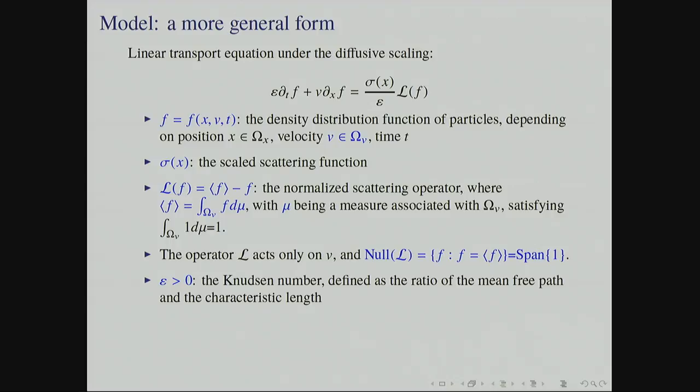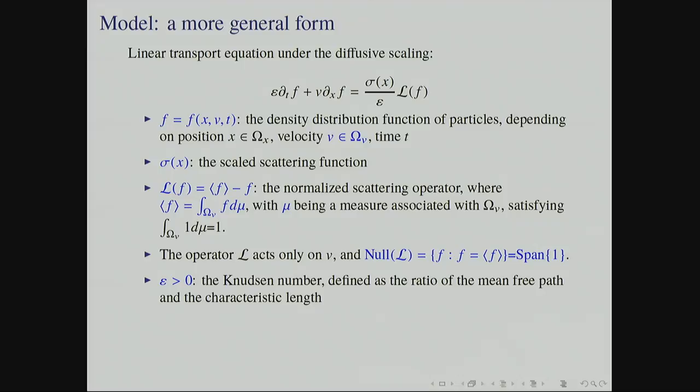So I want to consider a slightly more general model. We consider the linear transport equation in the diffusive scaling with unknown f, which is a density distribution function of particles. This function depends on position x, velocity v, and time t. Sigma in general can be spatially variant. And the scattering operator, I call this the L operator. The operator will depend on the integral of f in velocity. So for that, you do need a measure in the velocity field.